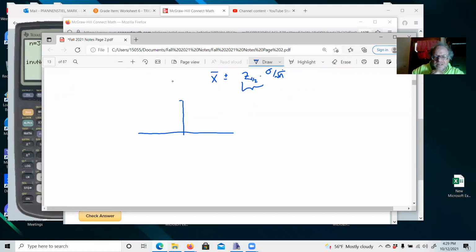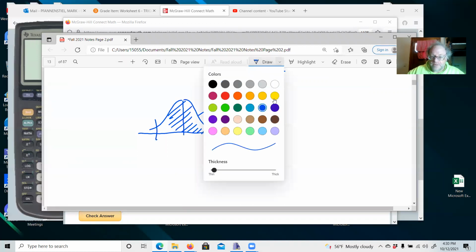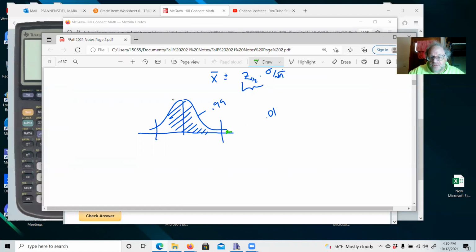We're going to have our standard normal here. We know that this whole thing is 0.99. How much is left? We've got 1 penny left, so 0.01 is left, because it has to add up to 1. I have to break my penny into 2 pieces and put some of it over here. Some of this area goes over here, some of it goes over there.